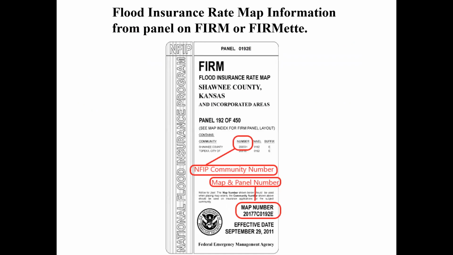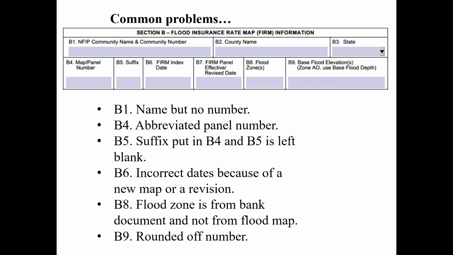So again, the NFIP community number will be right there in the center. It's kind of smaller, but that's what you're looking for for B1. And then the map and panel number should be the full number down there at the bottom for B4. And of course, if these are incorrect, don't accept them, just help them get it fixed.